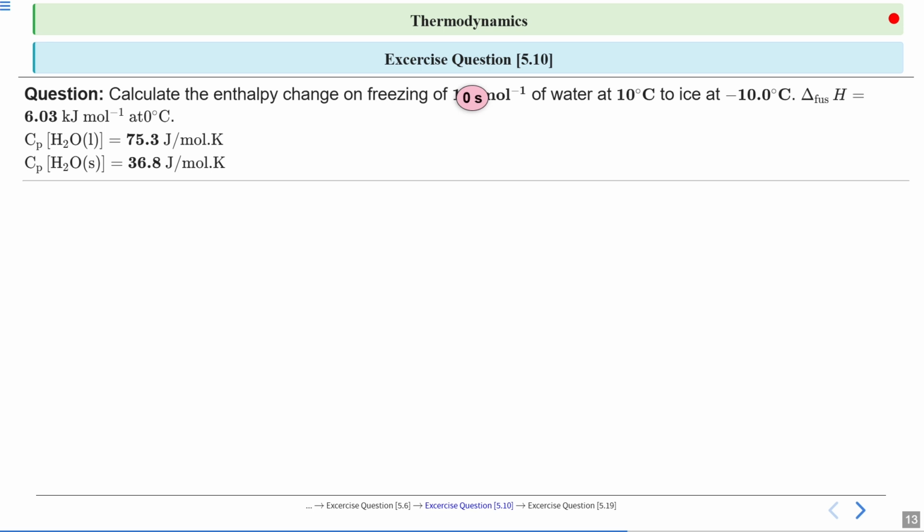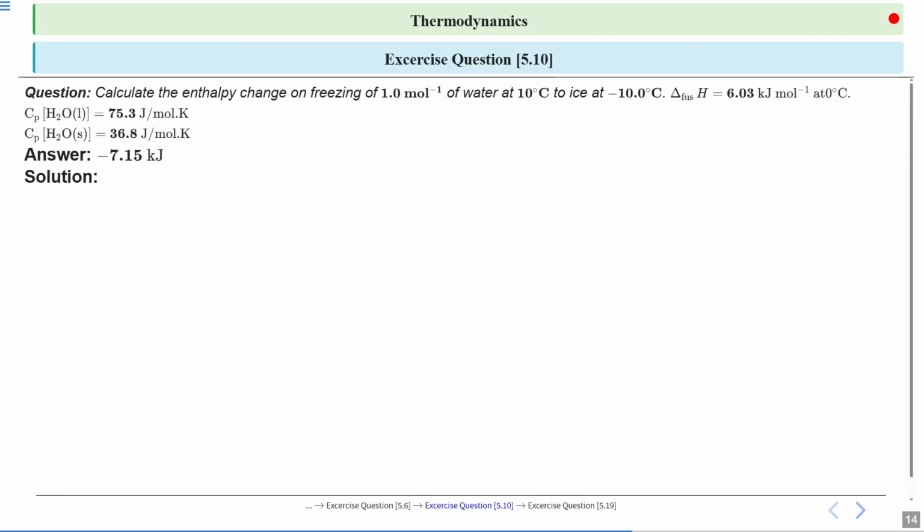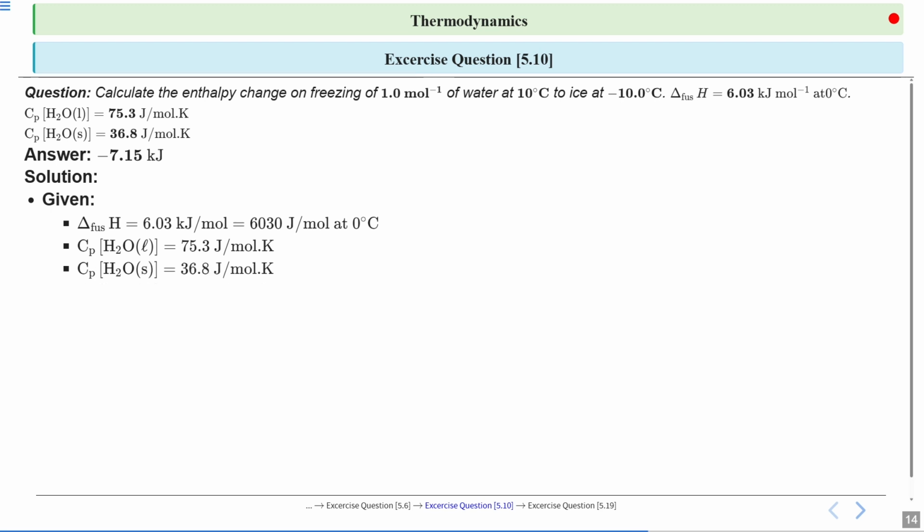Okay, your time is up. How will you solve it? For those who solved it, the correct answer will be minus 7.15 kilojoule. Okay. Now what is given in the question? The enthalpy of fusion is given. So I have converted this from kilojoule to joule by multiplying it with a factor of 10 to the power 3. And the Cp for the liquid water is given. Then the Cp for the solid water, which is ice, is also given.